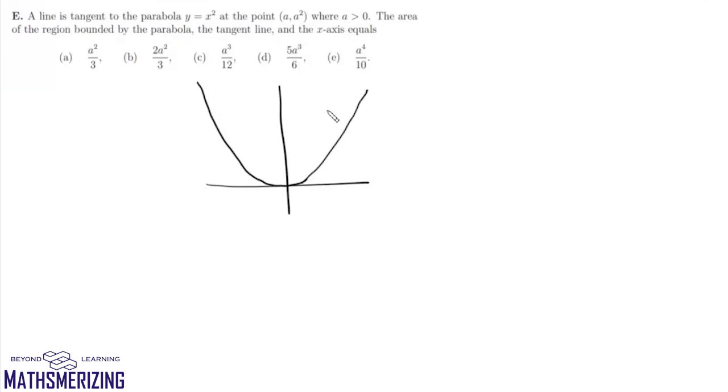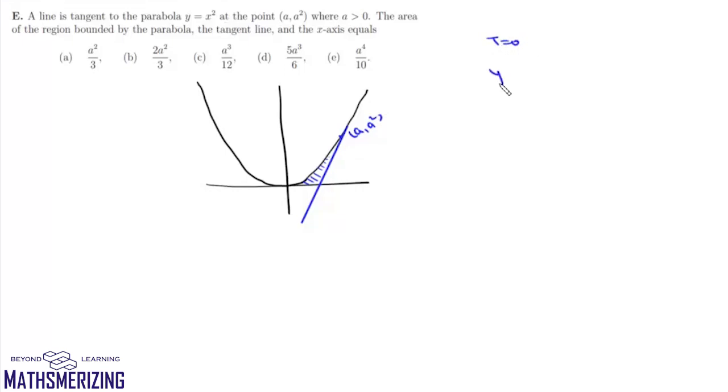Now we are given a point (a, a square), and we have drawn a tangent at this point. Now we need to find the area of this region. Before that, we'll find the equation of this tangent. We know that the equation of the tangent is given by T equals 0.